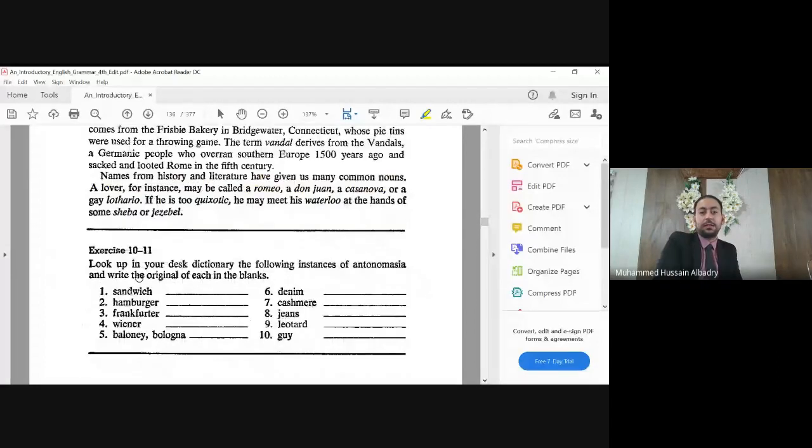Look up in your dictionary the following instances of etymology and write the original of each. What is the original? For example, you have sandwich. Where did we get hamburger? This food, hamburger, from Hamburg, a German city you know. Okay. Frankfurt. Sandwich, you can check them and see. Bologna, from Bologna, Italy, a city.